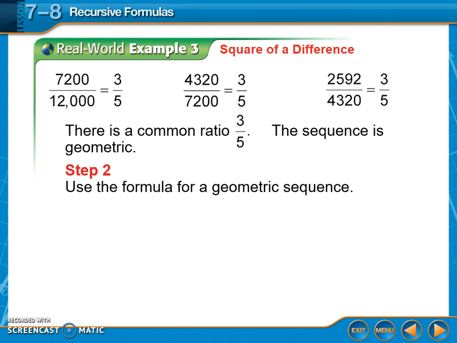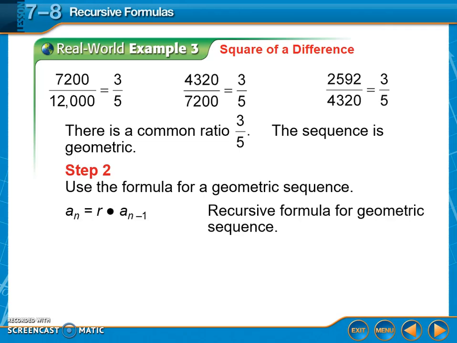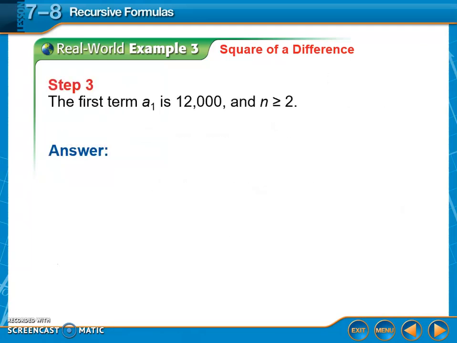So I'm going to use my geometric formula, which is a of n equals r times a of n minus 1. I put in my r, and then I just want to specify that a of 1 is 12,000, and we say that n has to be greater than or equal to 2.